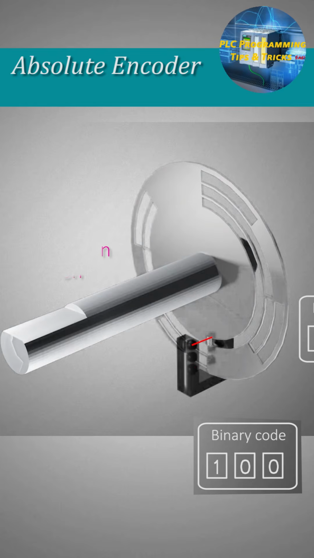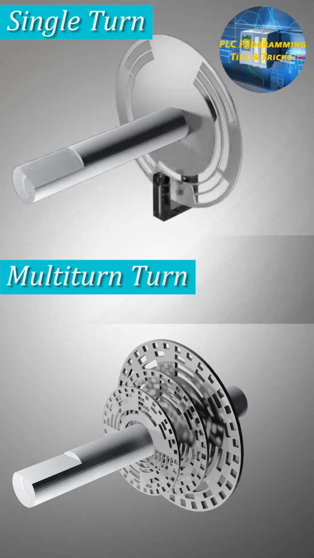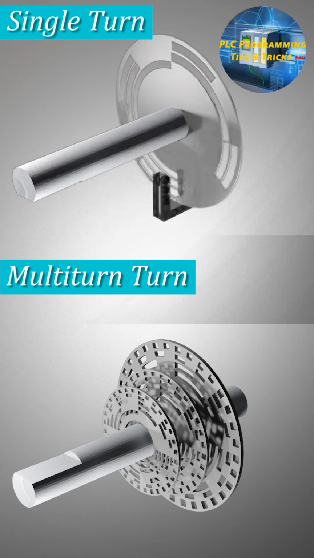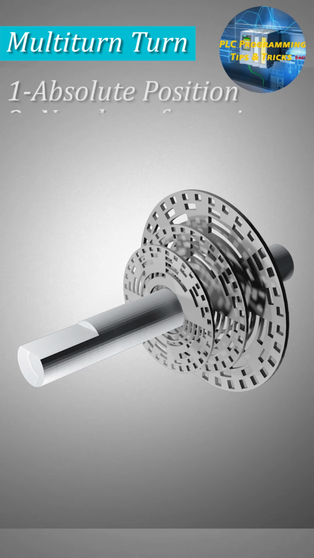From this, speed, rotation, and direction can easily be derived. There are both single and multi-turn absolute encoders available. Multi-turn encoders not only give you the absolute position of the motor shaft, but also actively track the number of rotations the motor has made.